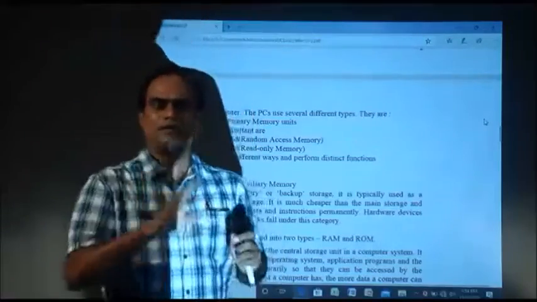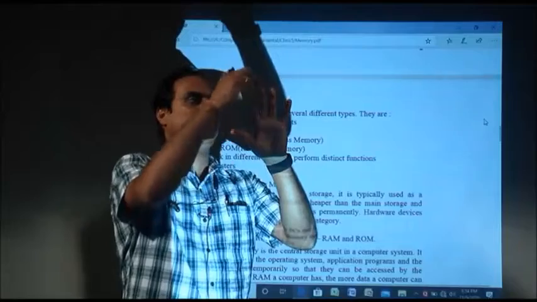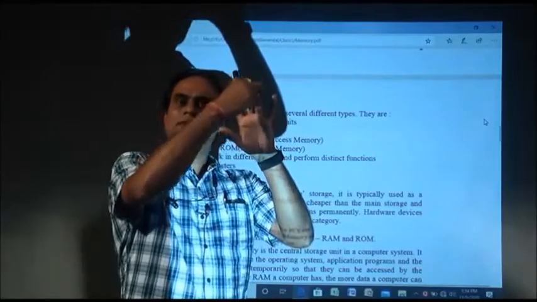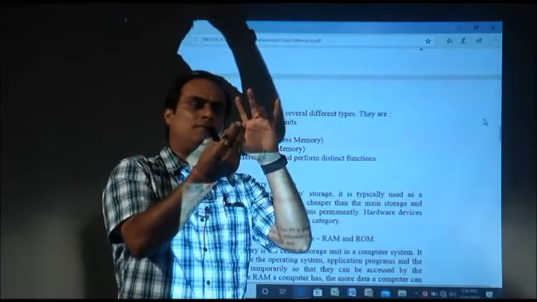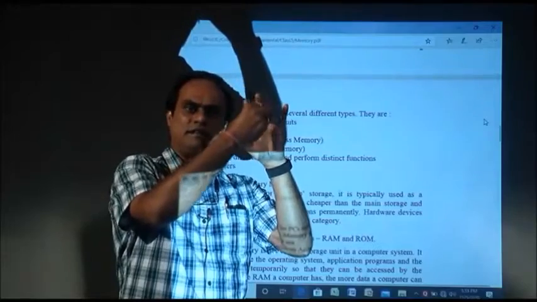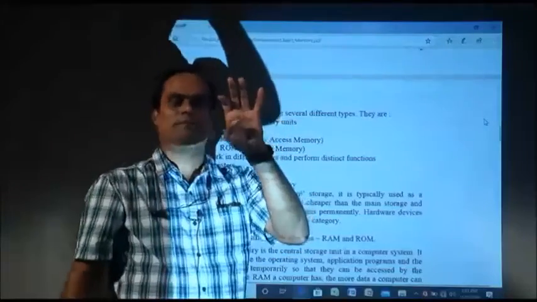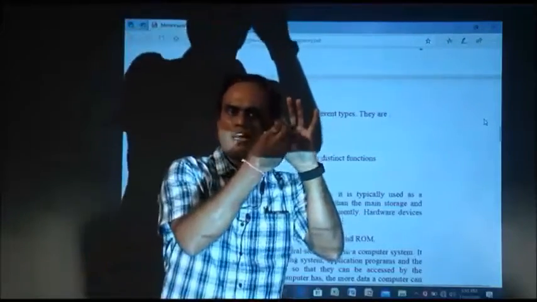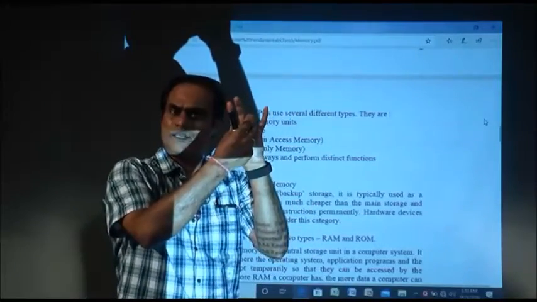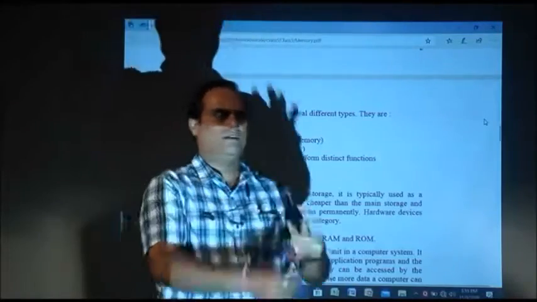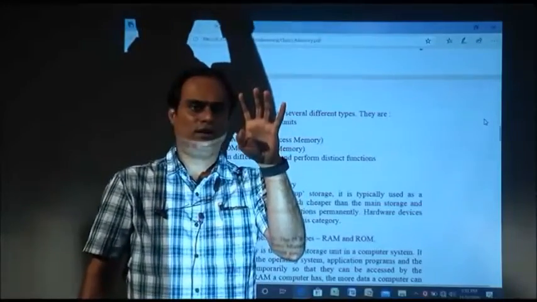So I am classifying: what are the different internal memories? RAM, random access memory, ROM, read-only memory, and CPU registers also, because during the execution the CPU fetches the instruction and data from the CPU register, yes or no. Then your cache memory. So these four memories are internal memories: RAM, ROM, CPU registers, and cache memory.